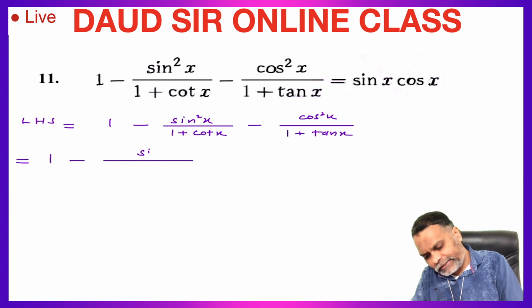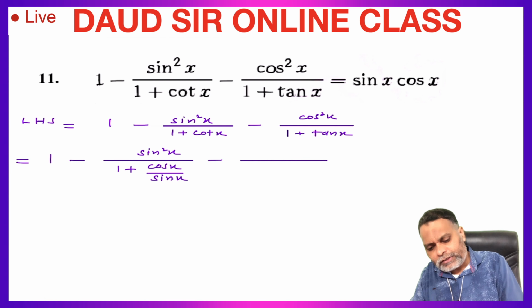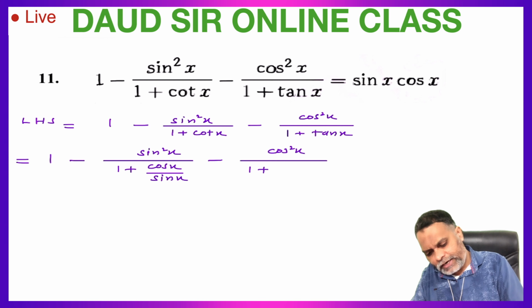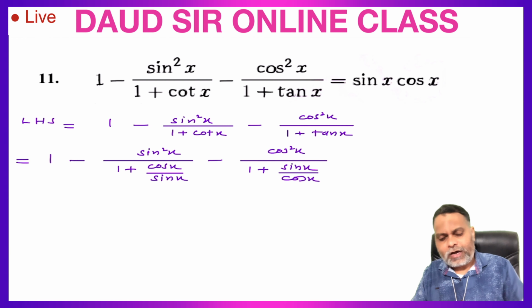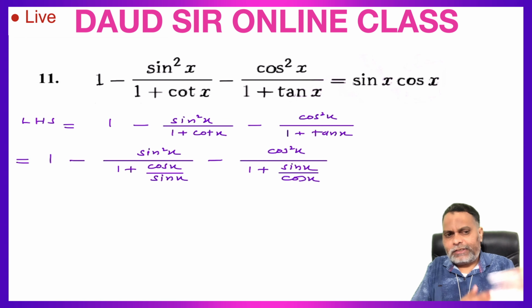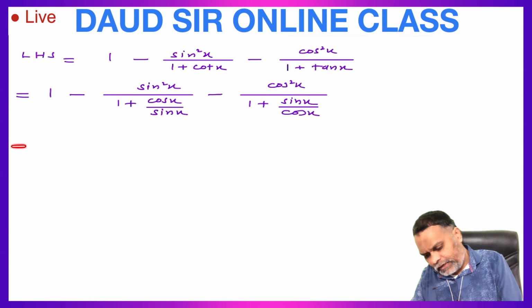Which is equal to 1 minus sin square x as it is, upon 1 plus cot x, which can be written as cos x upon sin x, minus cos square x as it is, upon 1 plus tan x, which can be written as sin x upon cos x. Now we have to simplify this.